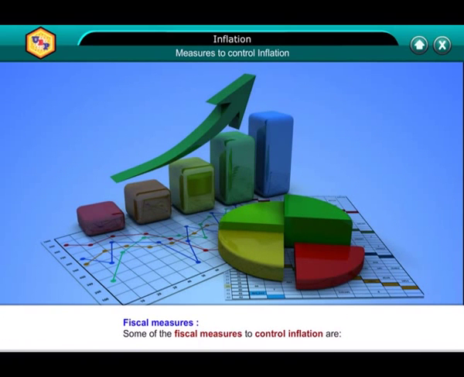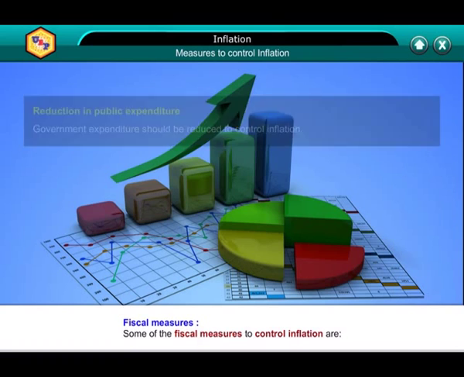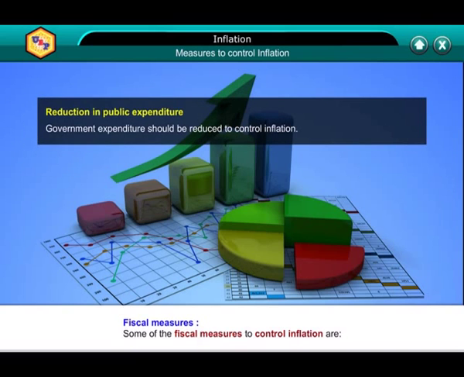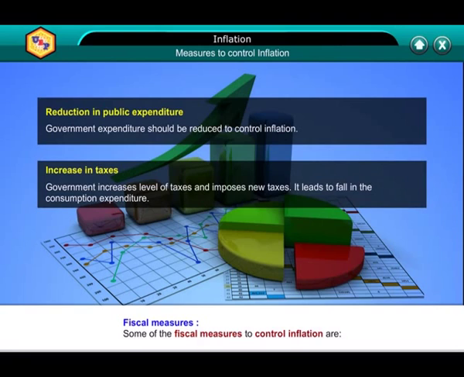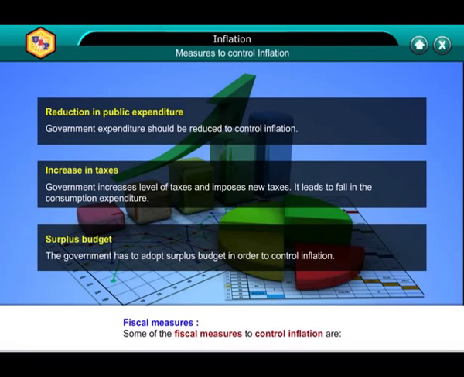Fiscal measures. Some of the fiscal measures to control inflation are: reduction in public expenditure. Government expenditure should be reduced to control inflation. Increase in taxes. Government increases the level of taxes and imposes new taxes. It leads to fall in the consumption expenditure. Surplus budget. The government has to adopt a surplus budget in order to control inflation.